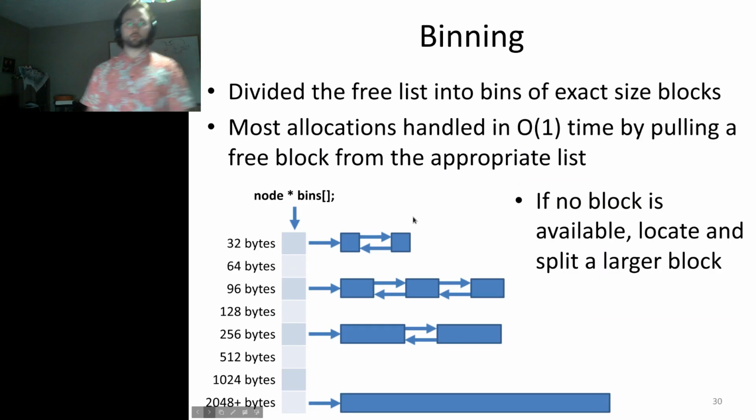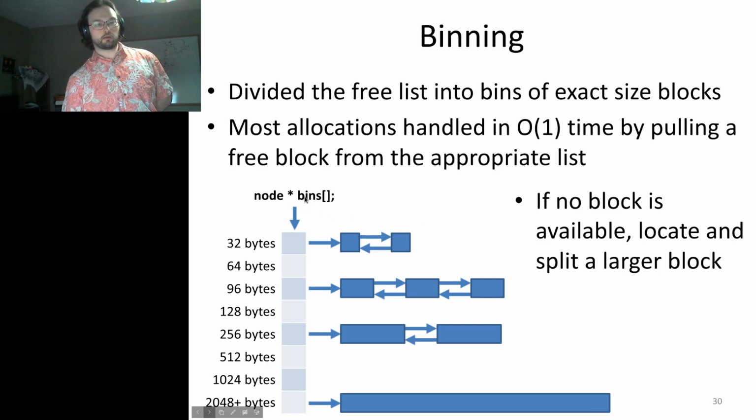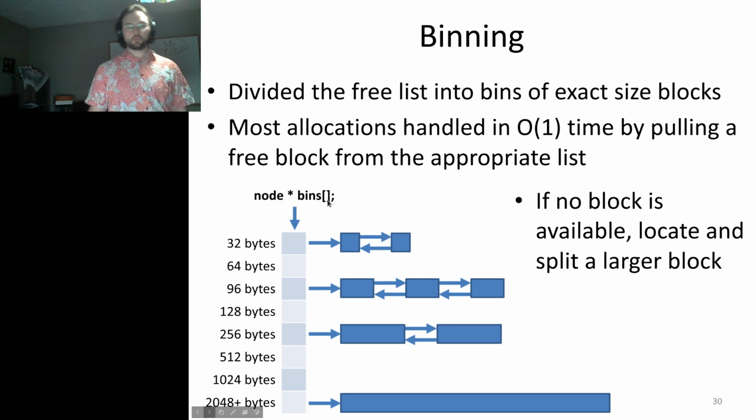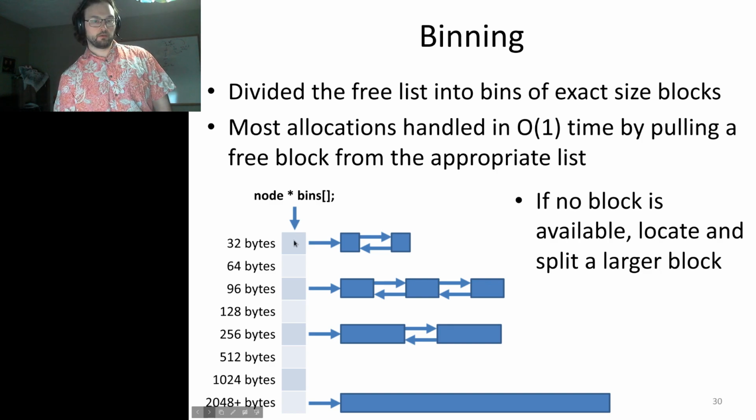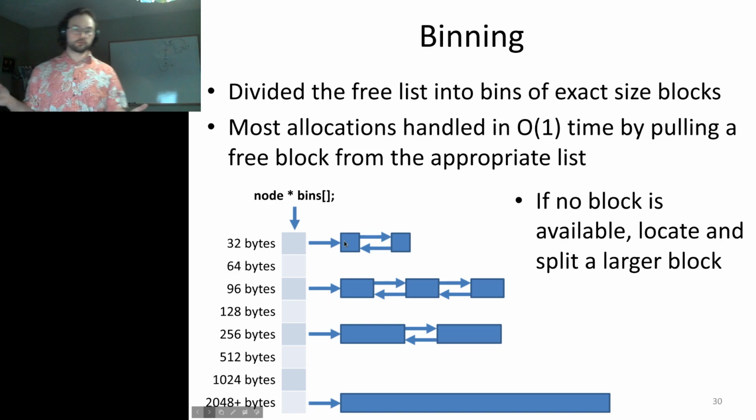So here's an example. Instead of having a free list, we have this global variable, which is going to be an array of free lists. In each free list, we're going to have a doubly linked list of blocks of exactly that size. So if we want to allocate a block of size 32, we can just pull the first one off the free list. They're all size 32, so they're all identical.